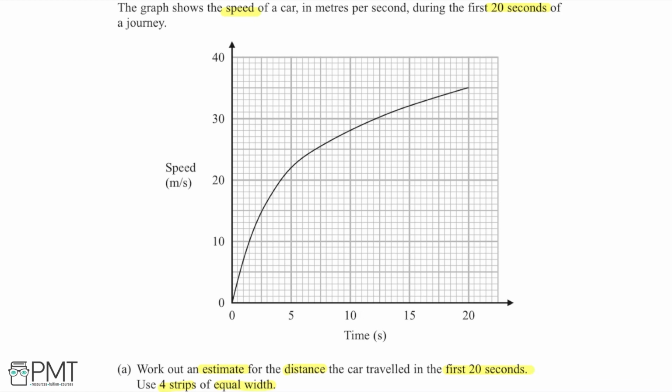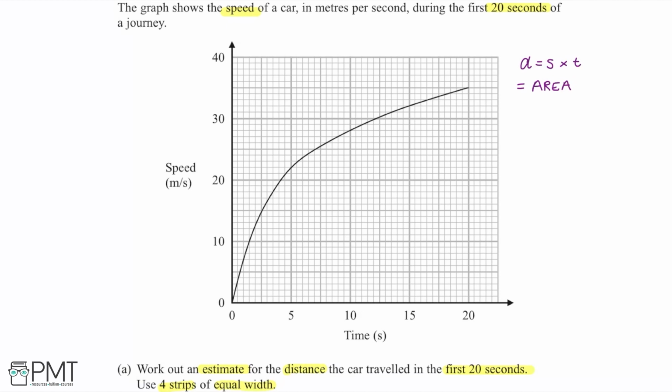So looking at the graph, we have a graph of speed against time, and we're looking to find distance. Now, if I think about the formula, distance is going to be equal to speed multiplied by time. So if we have speed on the y-axis and time on the x-axis, if we multiply them together, we're actually finding the area of the graph. So the distance is going to be the area underneath the curve. And we're asked to use 4 strips of equal width to calculate this.